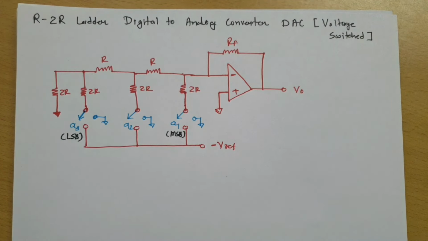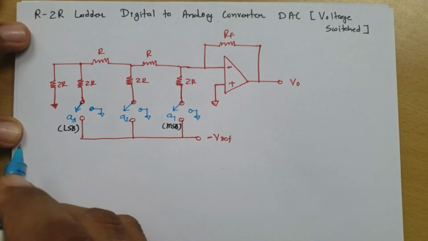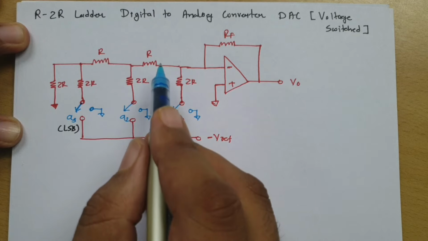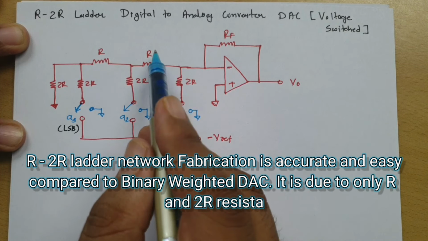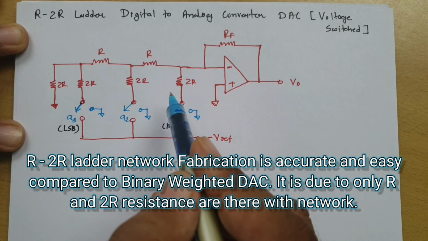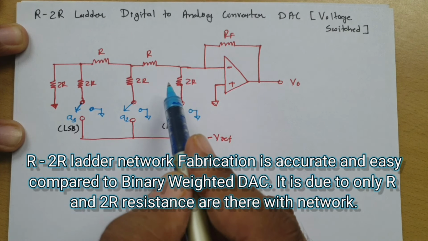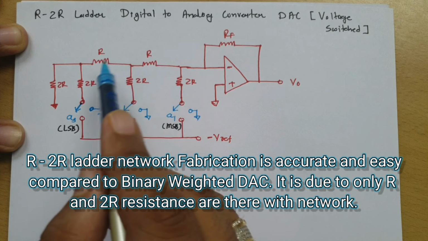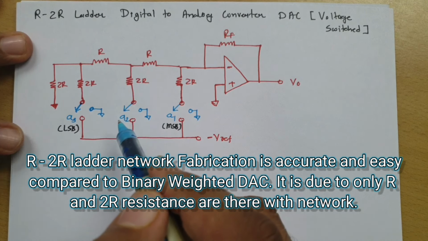Now there are a few important points that one should understand. Let me explain that once, and then we will prove it one by one. As you can observe, we are only using R and 2R resistors, right? So when you want to fabricate this digital to analog converter, it will be easier for fabrication. Why? The reason is only 2 resistors are there. If you see my previous video on the binary weighted digital to analog converter, in that we had 2R, 4R, 8R, 16R, 32R. That is how we had different resistors, right? But here with the R-2R ladder digital to analog converter, we have only 2 resistors, R and 2R. So it will be easier for fabrication over here.